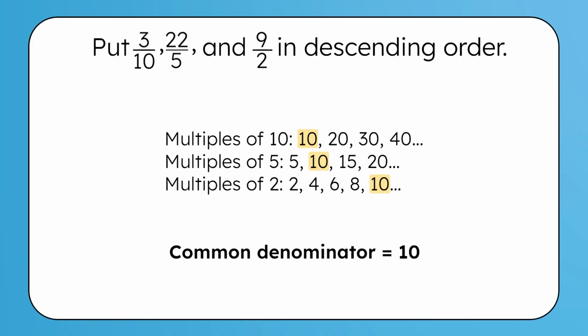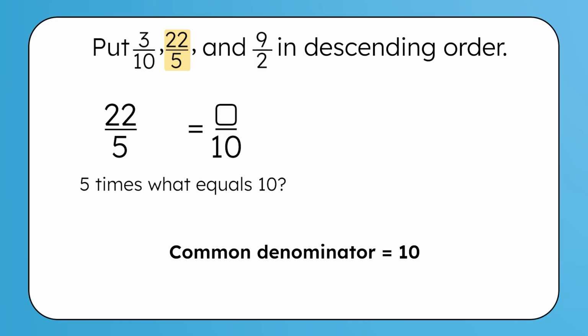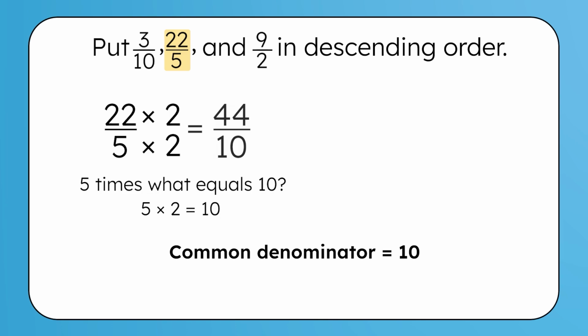We need to rewrite equivalent fractions with a denominator of 10. Oh, but 3/10 already has a denominator of 10, so it stays the same. Looking at 22/5, we ask ourselves, 5 times what equals 10? 2. And what's 22 times 2? 44. So the equivalent fraction is 44/10.